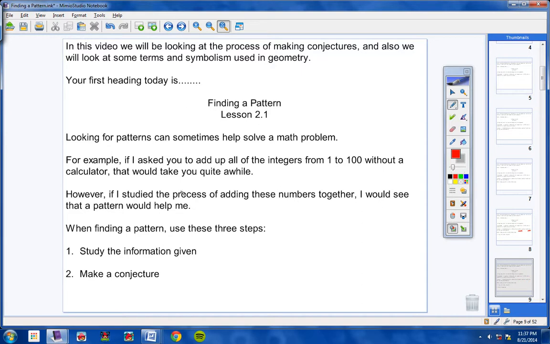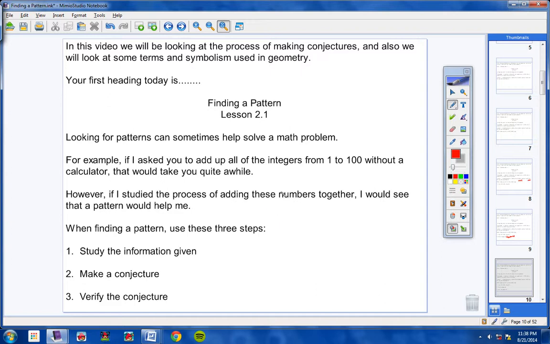And then secondly, I made a conjecture. Now, I know we've not talked about conjecture yet. We're going to talk about that in just a second, but go ahead and write step 2 down. You make a conjecture. And really a conjecture, if you want to make note of this, is like a hypothesis, okay? You're just making an educated guess about the situation that you're dealing with, okay? So, whenever you're looking for a pattern, you first study the information given, then you make a conjecture or a hypothesis, and then lastly, you verify the conjecture.